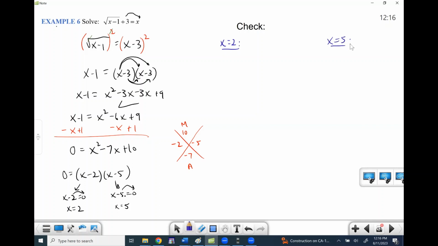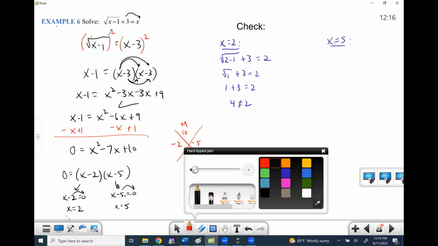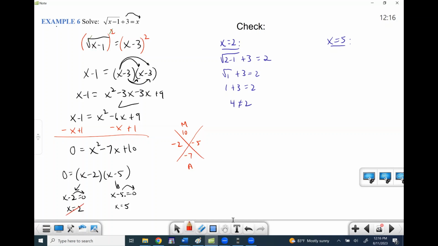All right, so let's go ahead and substitute 2 into the original. All right, 2 minus 1 plus 3. And then a 2 here also. So 2 minus 1 is just 1. The square root of 1 is 1. And 1 plus 3 is 4, which does not equal 2. So that means that 2 is an extraneous solution. Okay, x equals 2 is extraneous.